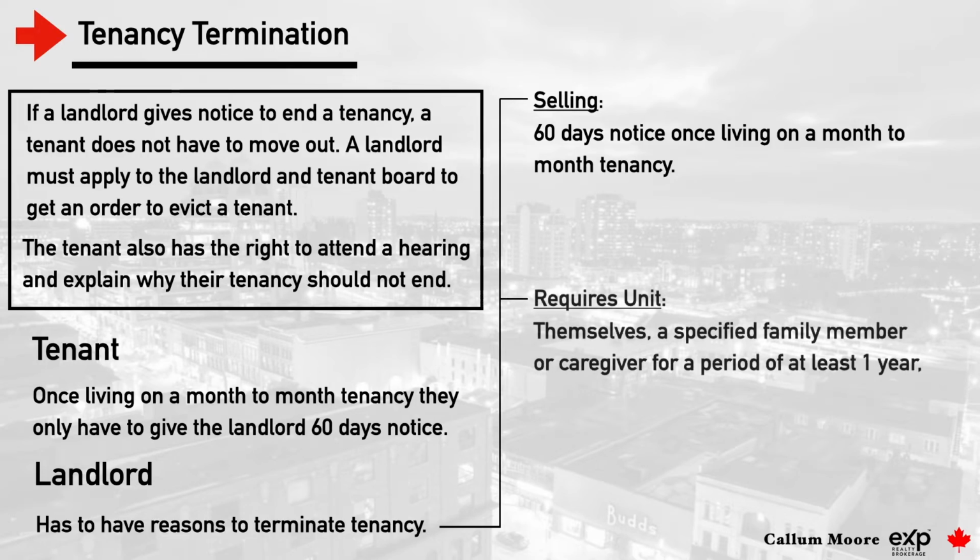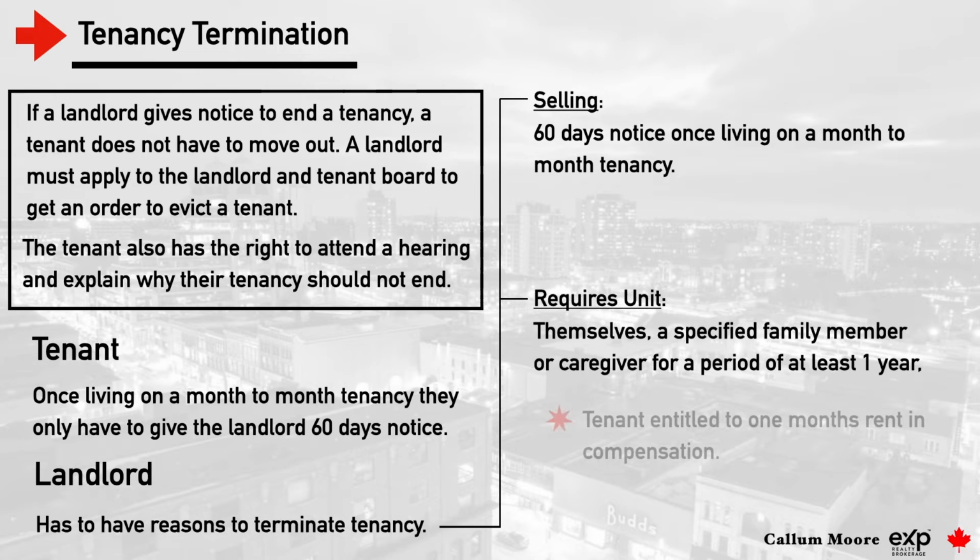The other one is in good faith, and the Residential Tenancies Act permits the landlord to give notice of termination to a tenant if the landlord requires the unit for themselves for a period of at least 1 year, a specified family member, or a caregiver to someone living in the property or unit. Note that this is only allowed if the building or property is 3 units or less. 60 days notice once month to month is required, but in this case the tenant is actually entitled to 1 month's rent in compensation. A lot of tenants might not be aware of this potential compensation, so it's good information to know if some of your clients are leasing property.